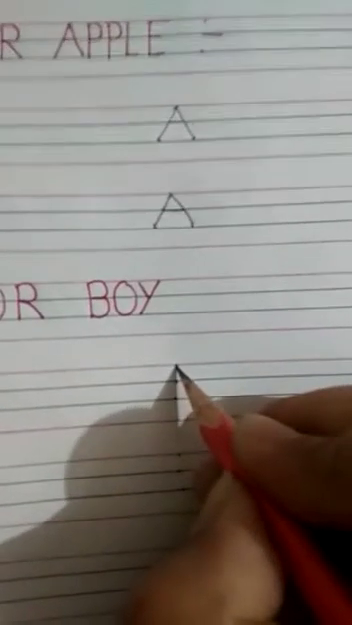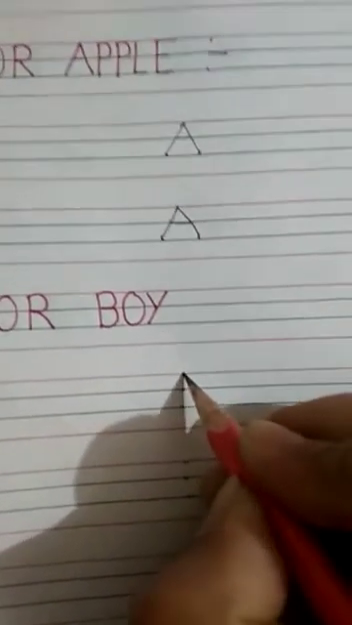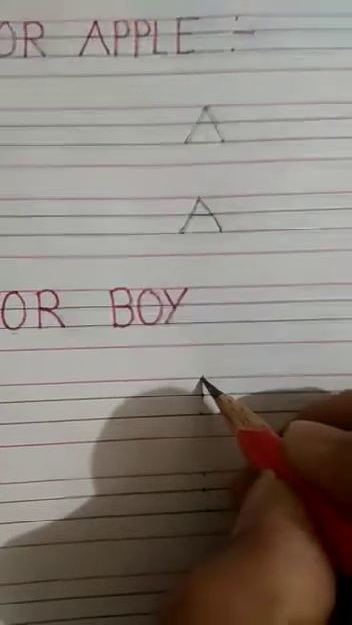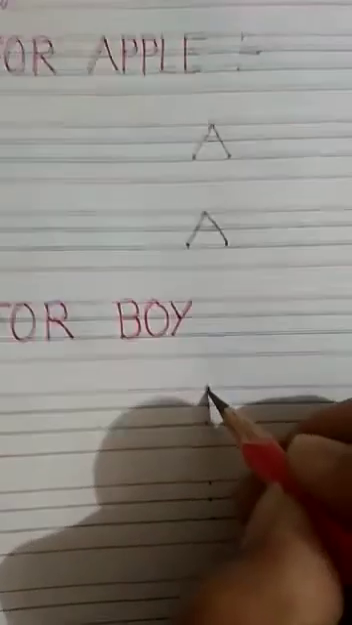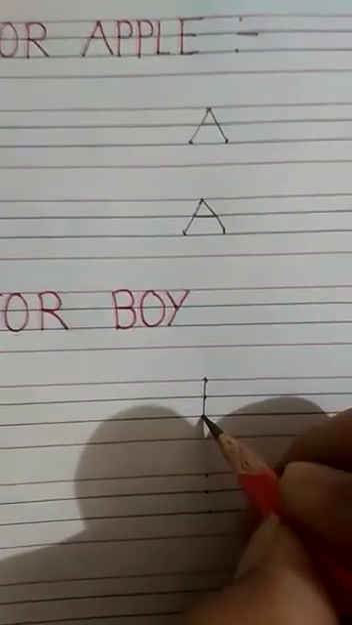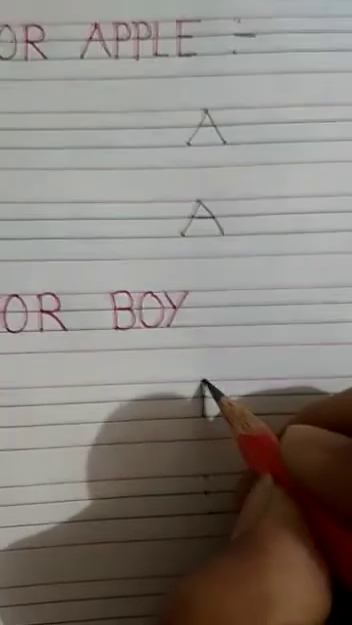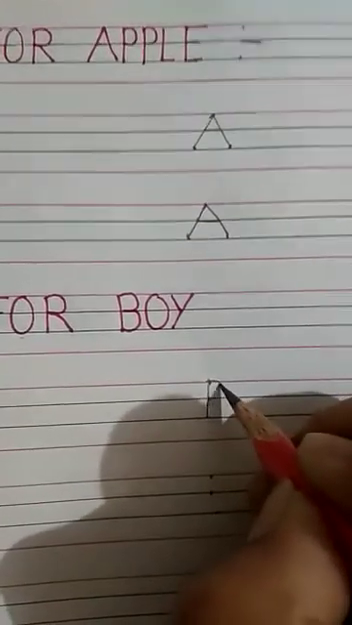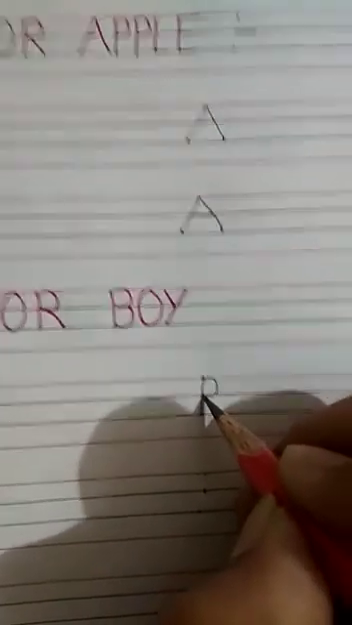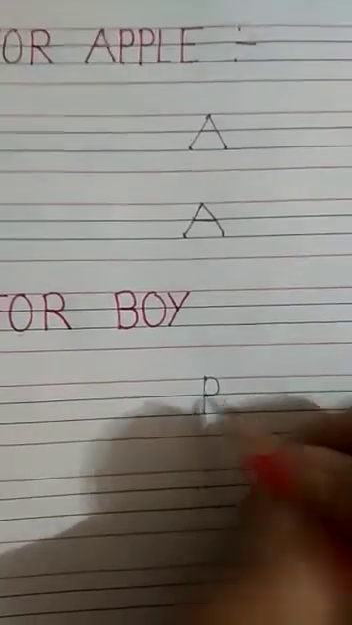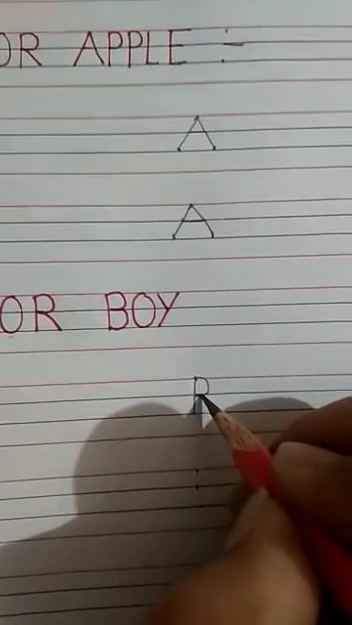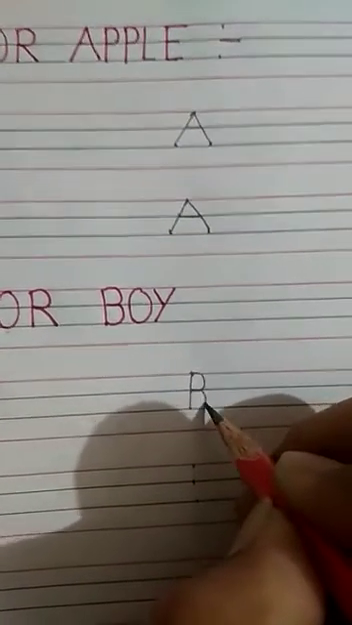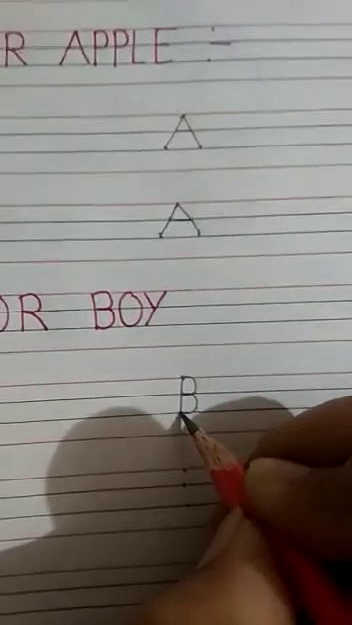Speak and write. Look at the formation. Firstly, start from the first line. Make a standing line. Go to the top point. Make the first semicircle and touch this center point. Okay, second line. Move back on this line and make the second semicircle. Touch it. Okay, B for boy.